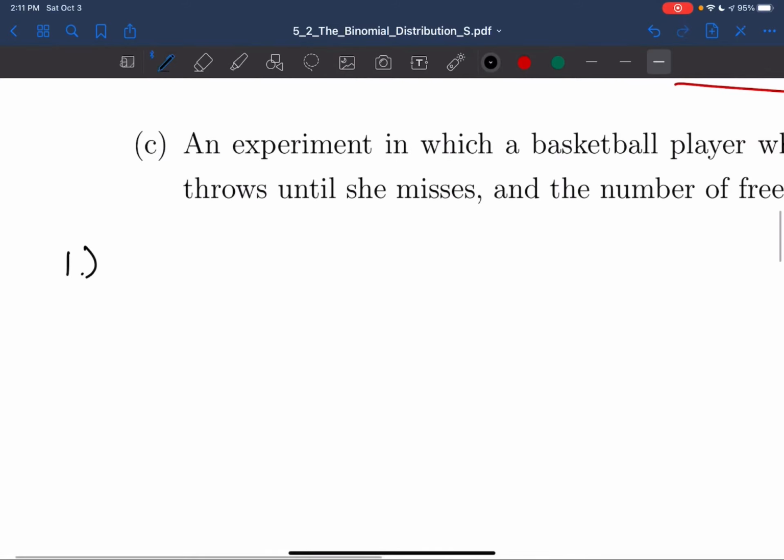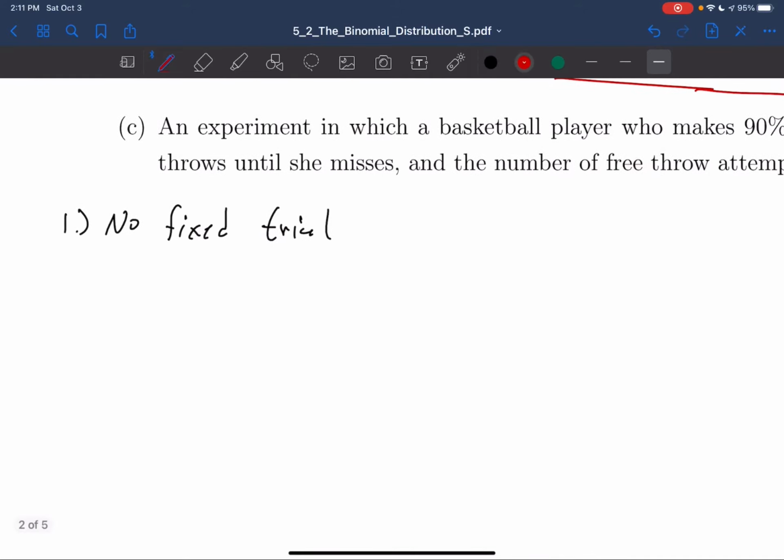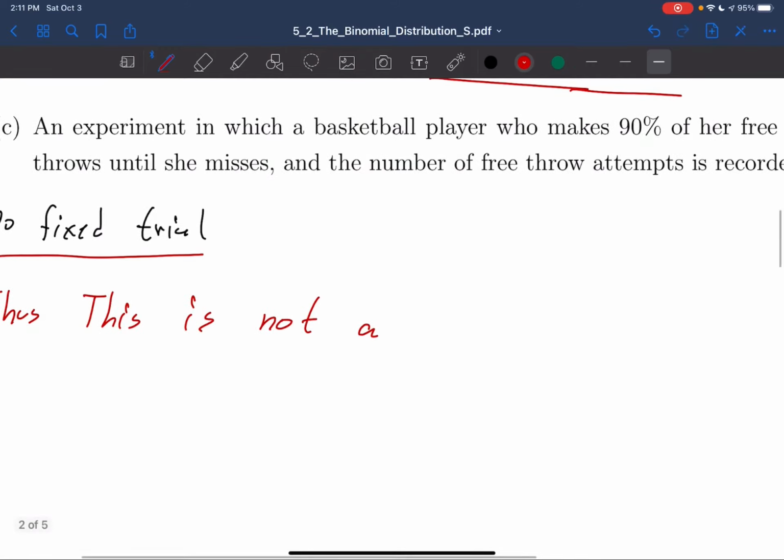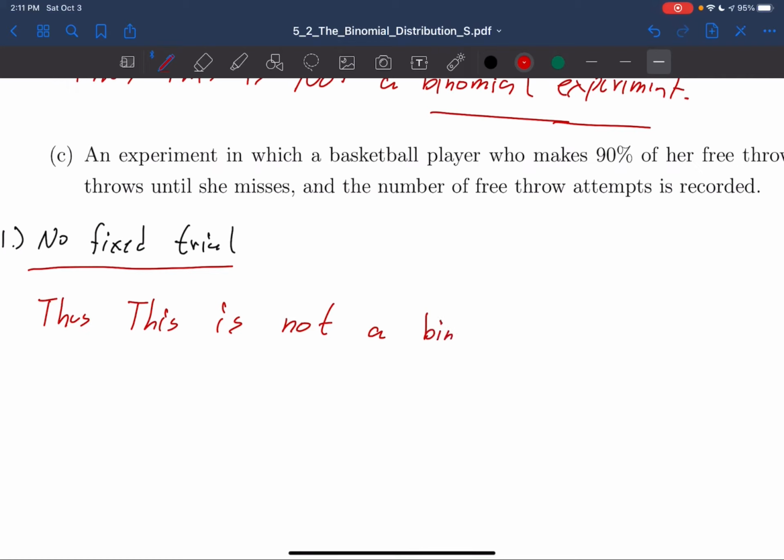So here there's no fixed trial. Since there's no fixed trial, thus this is not a binomial experiment.